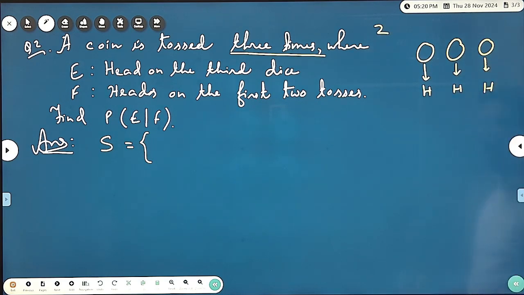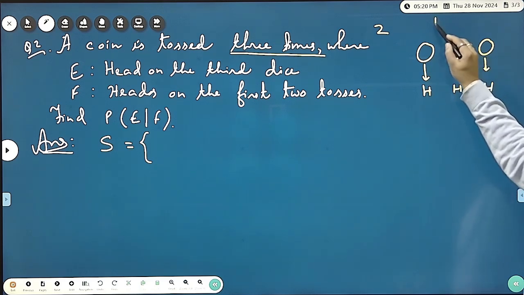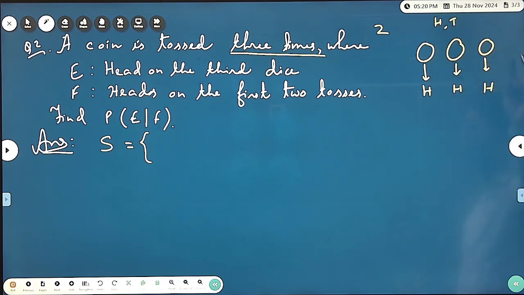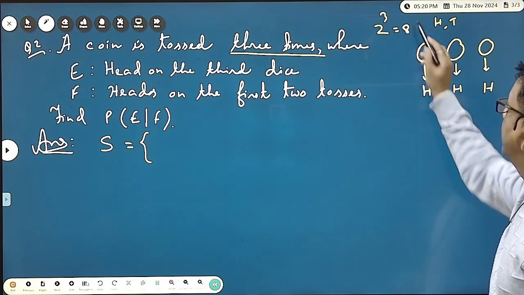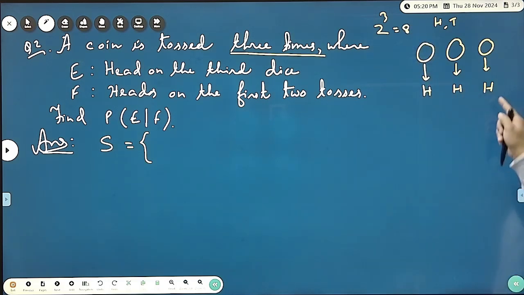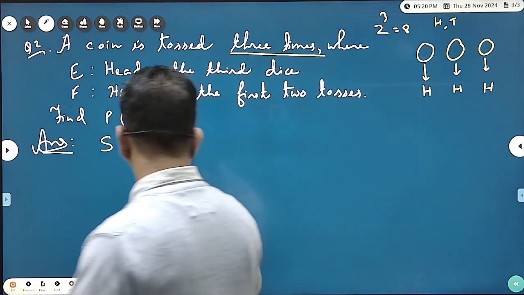What are those? Head and tail. A coin has 2 outcomes, head and tail. How many times tossed? So 2 cube. Total how many? 8. And how does it work? Okay, try. We did this in the last class.